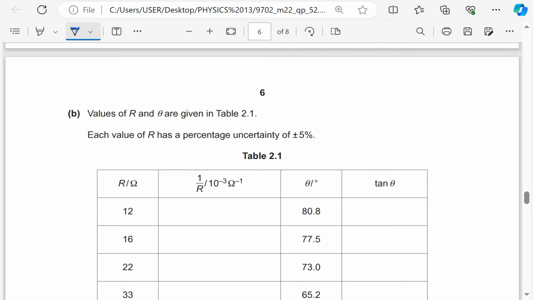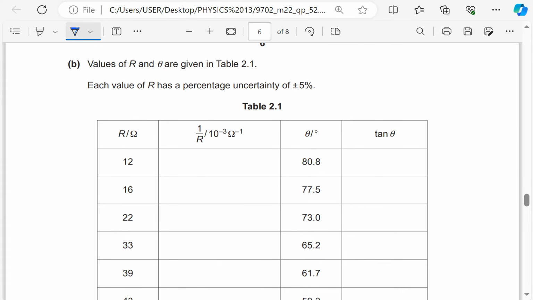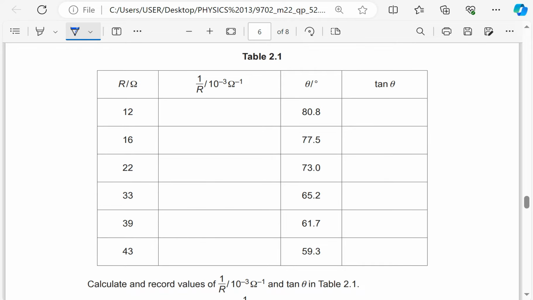Values of R and theta are given in the table. Each value of R has a percentage uncertainty of plus or minus 5%. R values are given to two significant figures. So if I want to record 1 over R, the best thing would be to record two significant figures or more. Either I maintain the number of significant figures or I increase it. The advantage of simply maintaining is that plotting is relatively easier. So I'll just maintain the number of significant figures, which is 2.